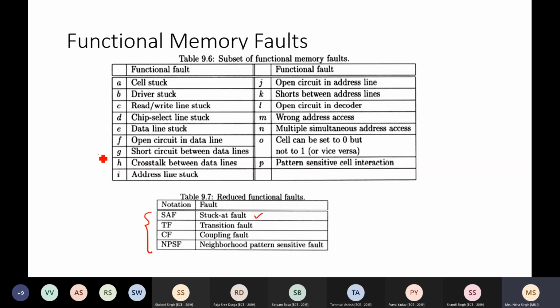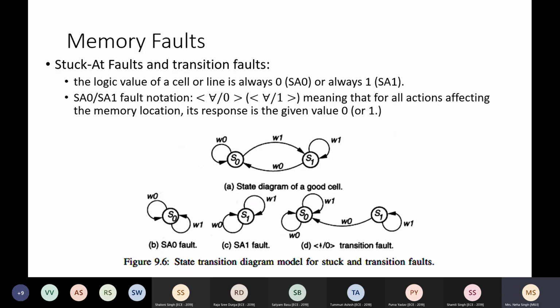Here fault G is identified as a short circuit between data lines, which we identify as a bridging fault, right? A bridging fault is a form of stuck-at fault, considered for memory. The logic value of a cell or a line is always 0, so we call it a stuck at 0 fault. If the value is always 1, we say this is a stuck at 1 fault.